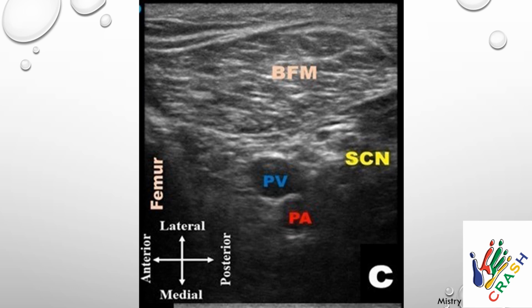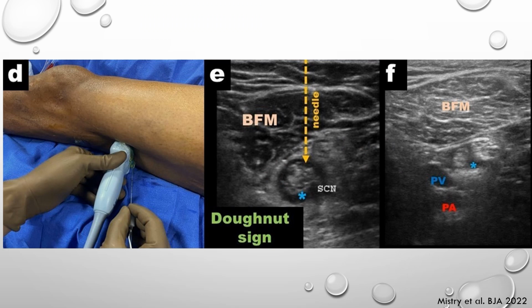The ultrasound image obtained with the probe placed in the distal thigh on the lateral aspect shows the biceps femoris, the popliteal vessels, and the sciatic nerve lying superficial to it. Needling for the CAPS block can be performed either in the out-of-plane approach or the in-plane approach. So the needle goes through the biceps femoris muscle to enter the paraneural sheath, and here you could see the injection of local anesthetic in the paraneural sheath, separating the common peroneal and the tibial nerves.